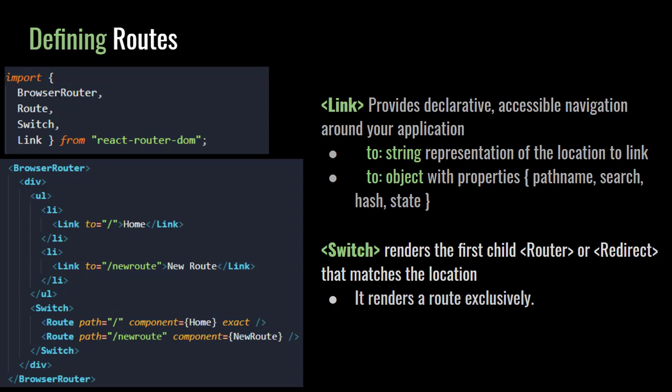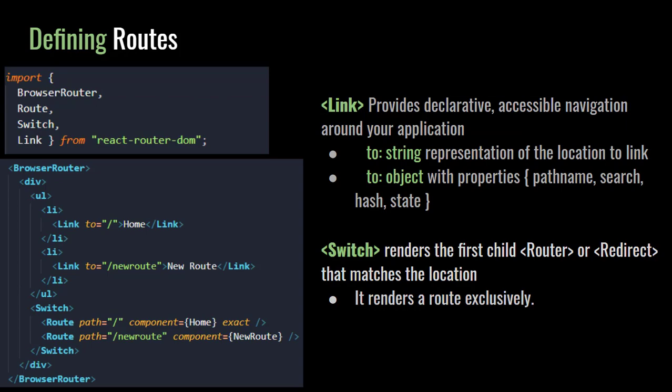We'll quickly look at that. Again, the to string represents the location of the link. The to object has properties pathname, search, and hash. So there are a couple of ways you can go about it. And if you notice, Switch renders the first child Route or Redirect that matches the location. Of course, if we already dealt with Angular, we knew the concept of wildcarding and matching.